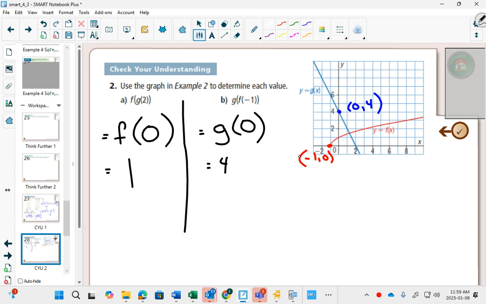All right, questions for this one? 5, 7, 13, and 15.